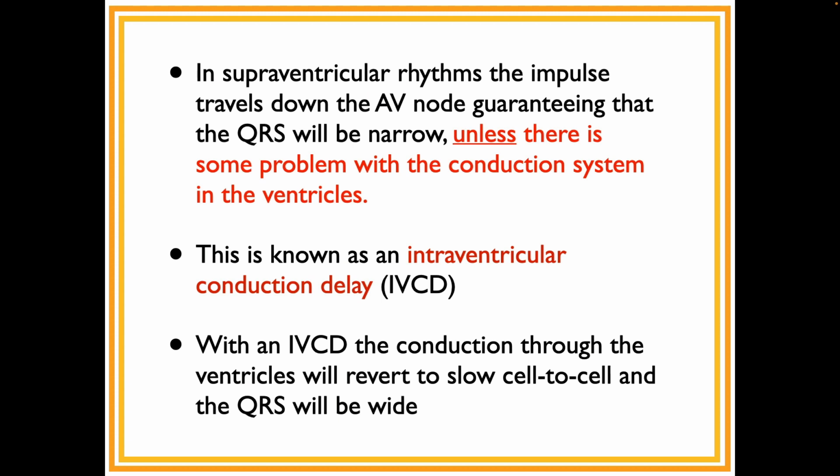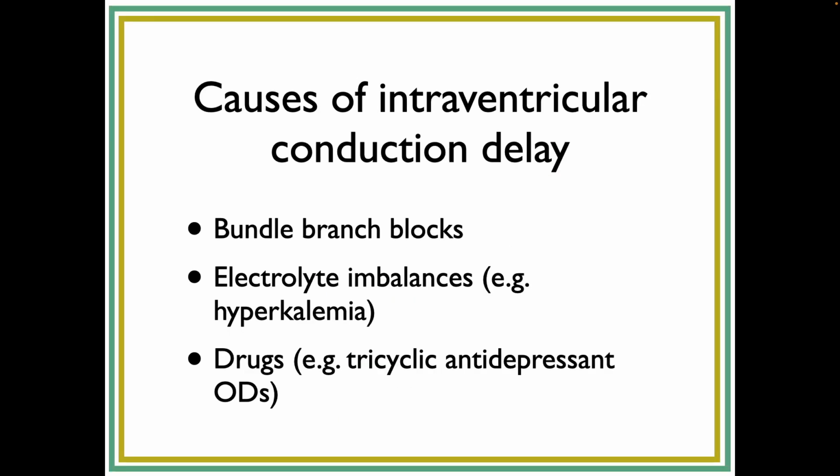So with an IVCD, the conduction through the ventricles will revert to slow cell-to-cell conduction, and the QRS will be wide. What are the causes? Bundle branch blocks, electrolyte imbalances, and drugs. Okay.